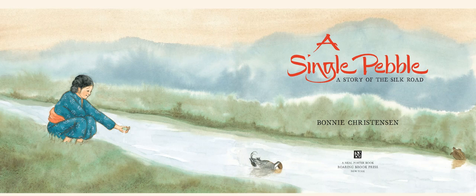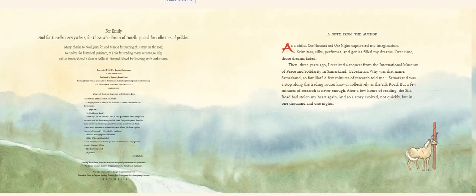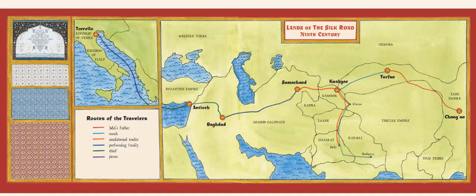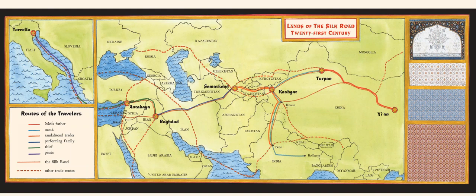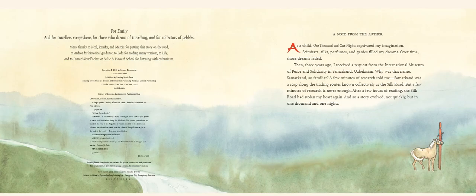The first feature I'll be going over is looking at the paratextual features. Here we can see the dedication page. We see dates. We have a map of the Silk Road in the 9th century, as well as another map of what the Silk Road would look like in the 21st century, and the author's note. The dedication page shows us who might have inspired the author or who helped the author create the book.